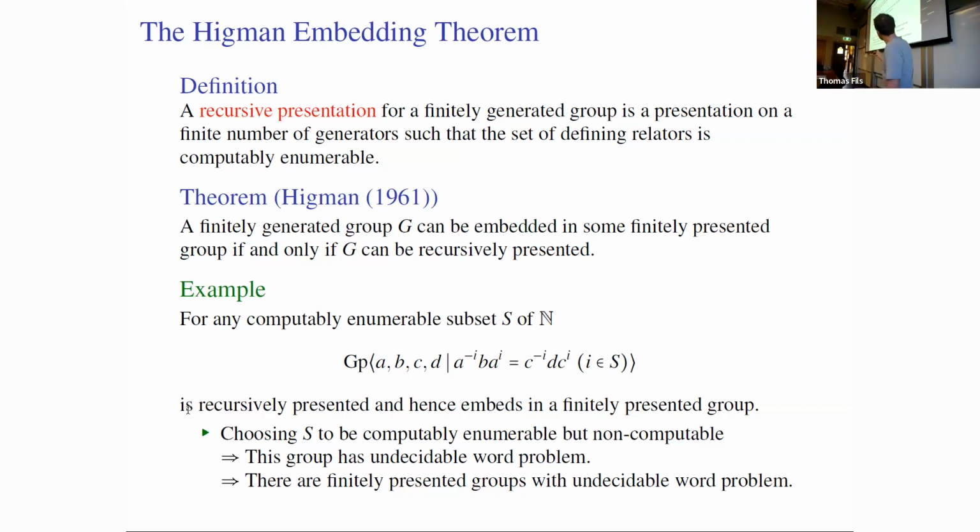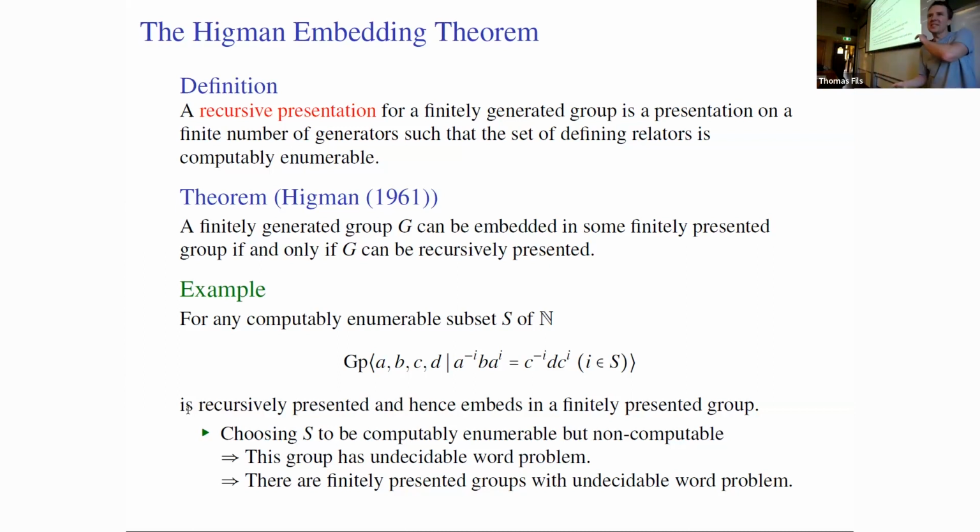Chose an S specifically so you can't determine membership in S, because it's computably enumerable, not computable. You can't determine membership in S if you choose it appropriately. But because it's computably enumerable, you can embed this. It's not finitely presented, but you can embed it in something that's finitely presented. And then that finitely presented thing will also have undecidable word problem.